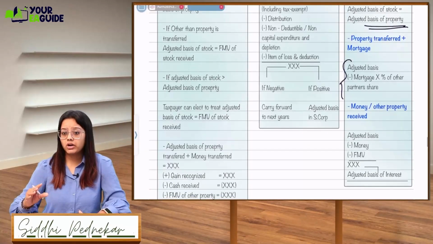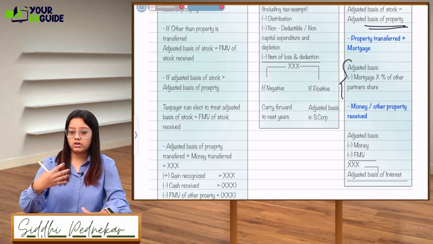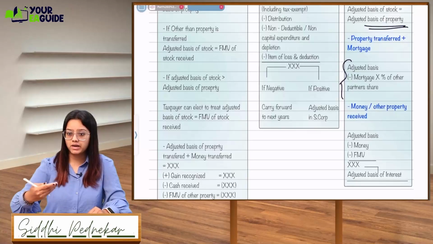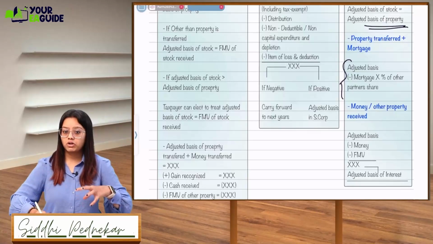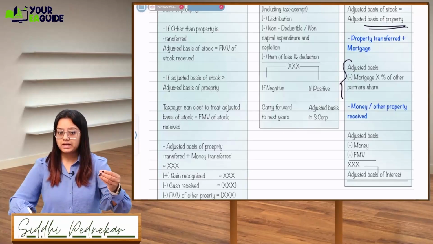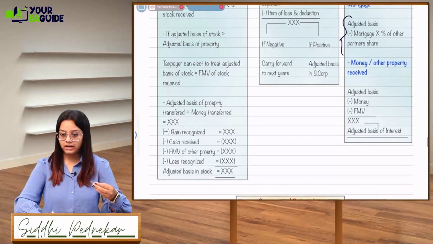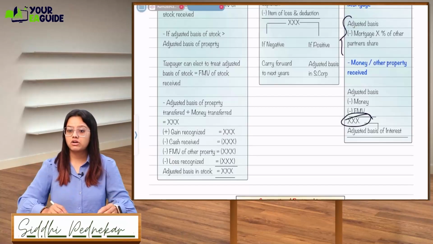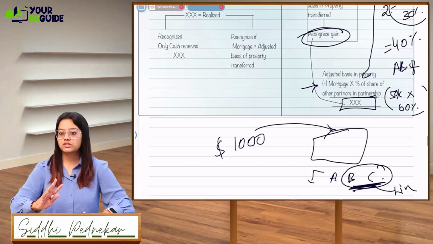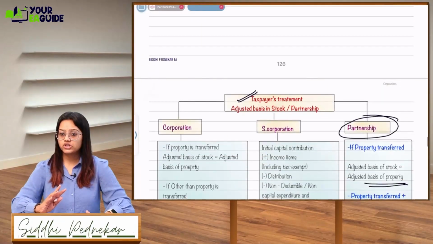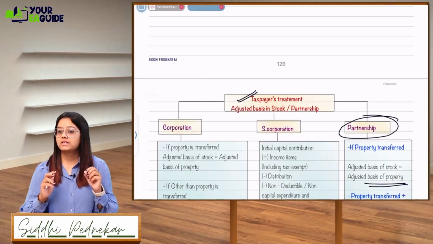Next is money or other properties received. If against your contribution you receive money or any other property, this is the second case, right? So the adjusted basis of whatever property you have transferred minus money minus FMV, that amount will be the adjusted basis of the interest. See, all these things I have included in the first chart only, but just for your understanding, if the question is asking, the whole chart is designed in that manner only.